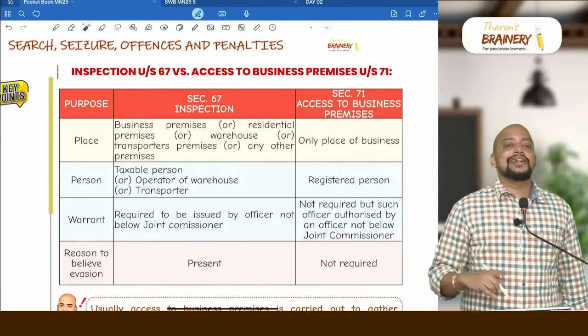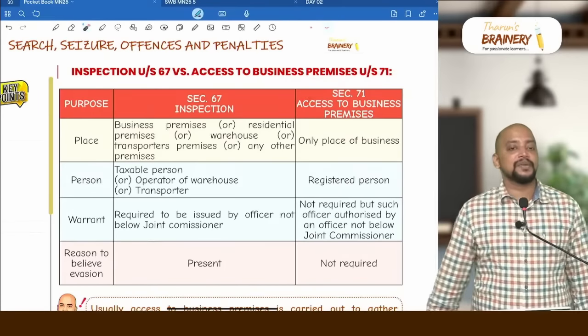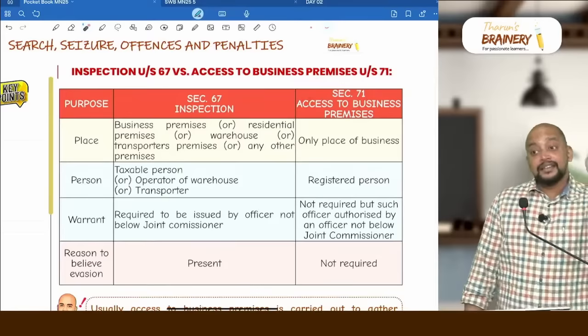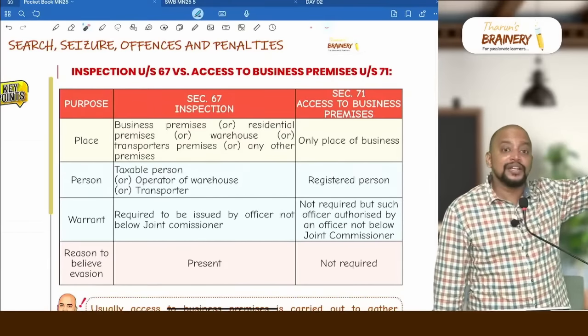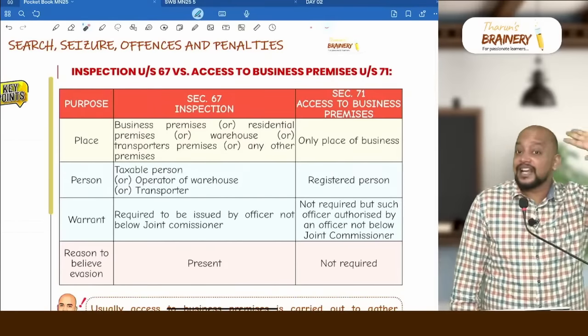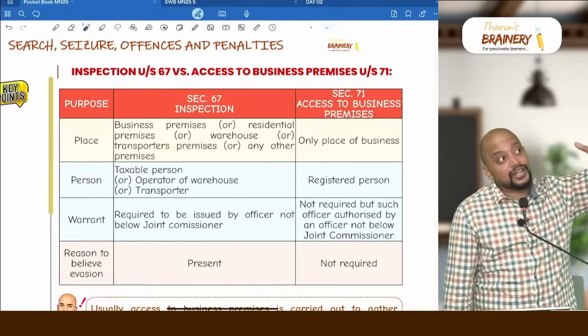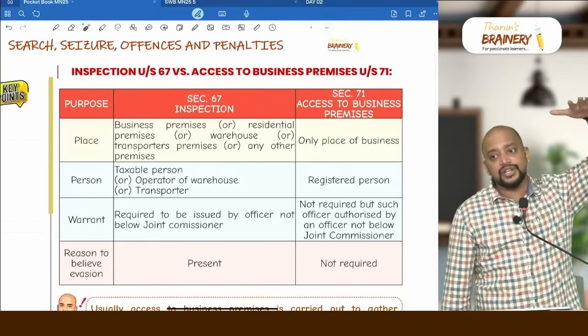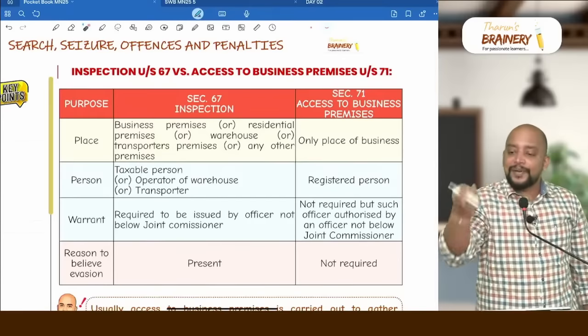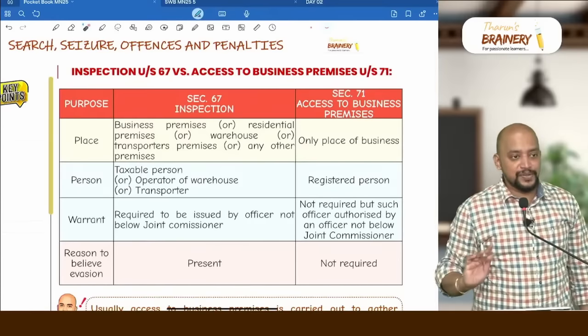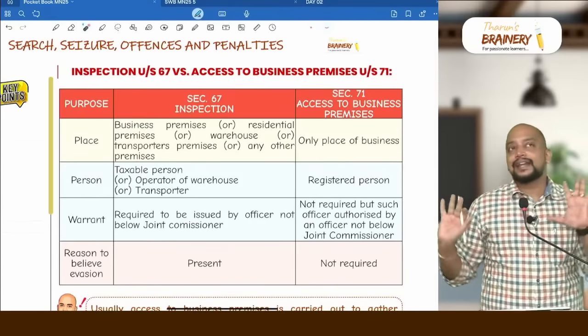Can a superintendent go for access to business premises? Yes, but they should be authorized by an officer. Who? ACDC? No, not ACDC. Joint commissioner or additional commissioner, commissioner, that stage. Okay, so ACDC cannot authorize a superintendent to go and do access to business premises. Got it? And the hierarchy you remember.